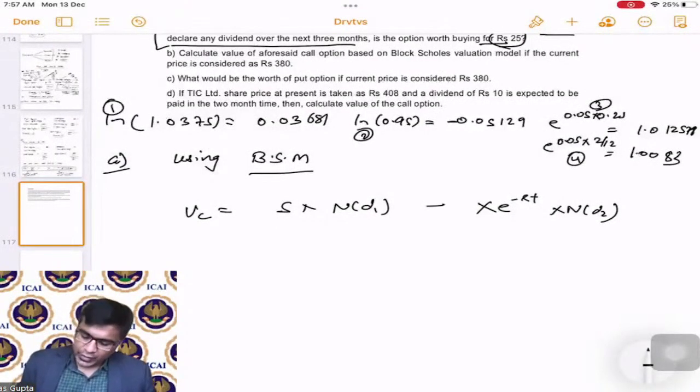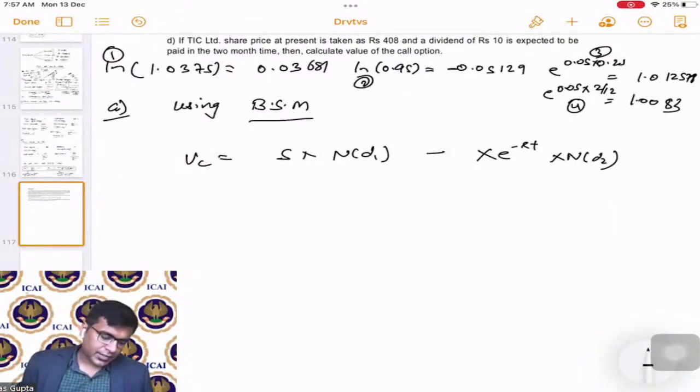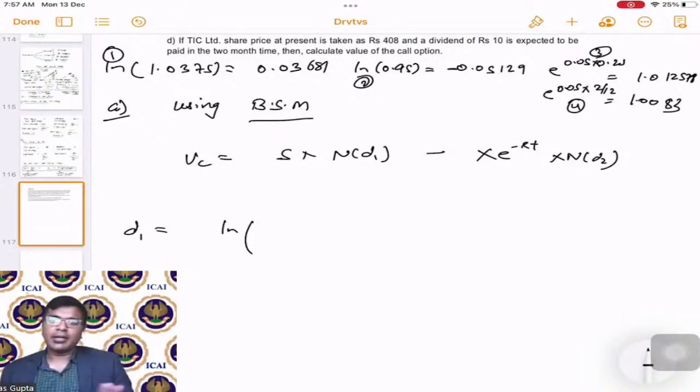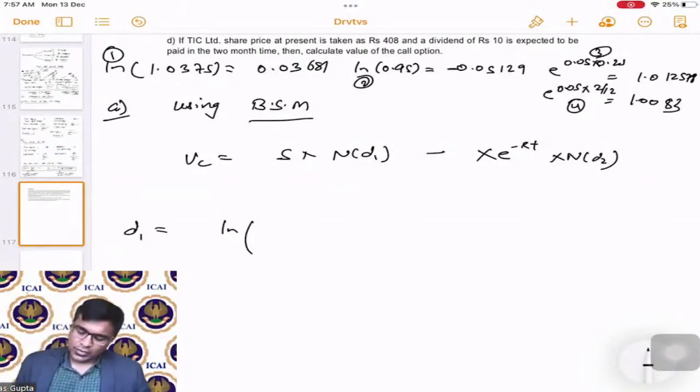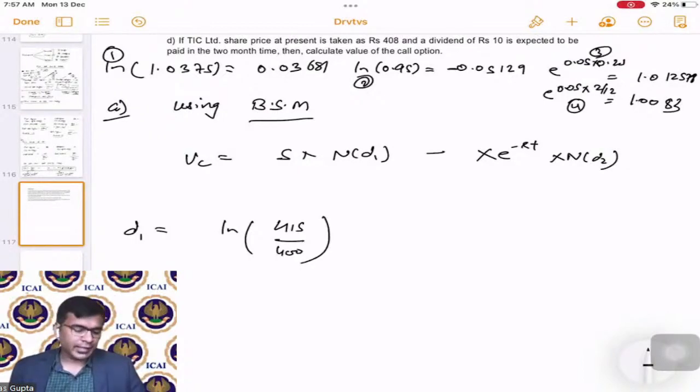Okay. So the value of call option is what we have to determine, correct? All the things are given to us. We will just simply put, first of all, let us calculate D1. I'm skipping the formula writing, but it's better if you write the formula for D1 as well. So D1 is equal to natural log of spot price divided by the strike price. Strike price is 400, correct?